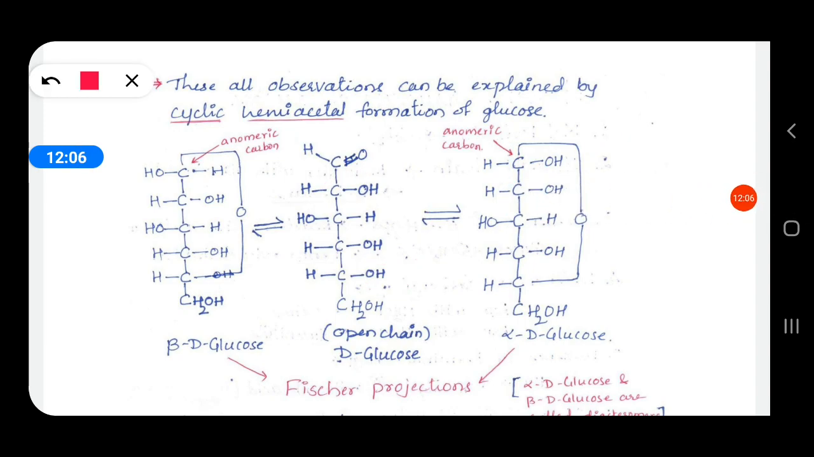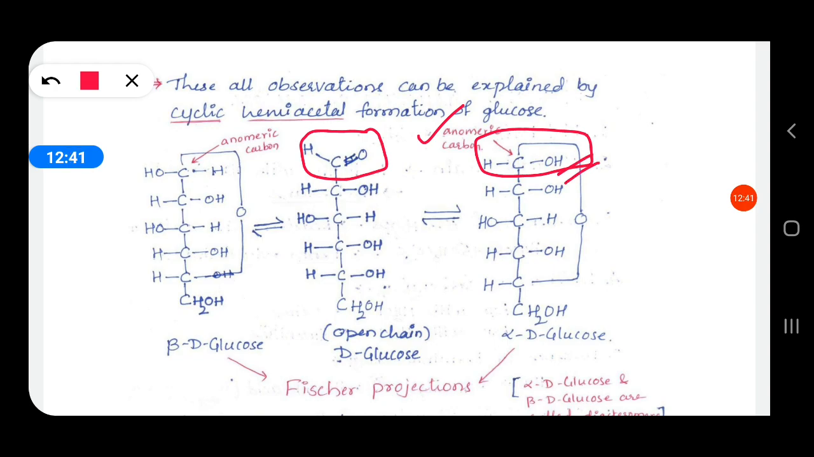By the formation of this structure, the aldehyde group now changes into an asymmetric carbon. Four different groups are attached, so it changes into a new asymmetric carbon, and this carbon is called the anomeric carbon. It is a new asymmetric carbon formed by the formation of the ring structure, by the formation of the cyclic hemiacetal, and that carbon is called the anomeric carbon.